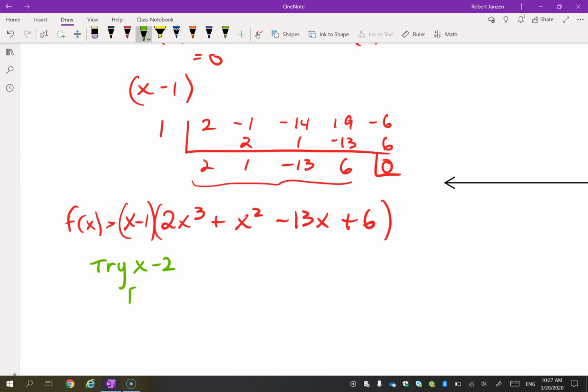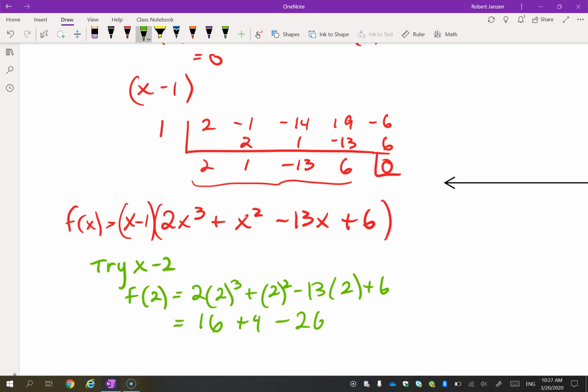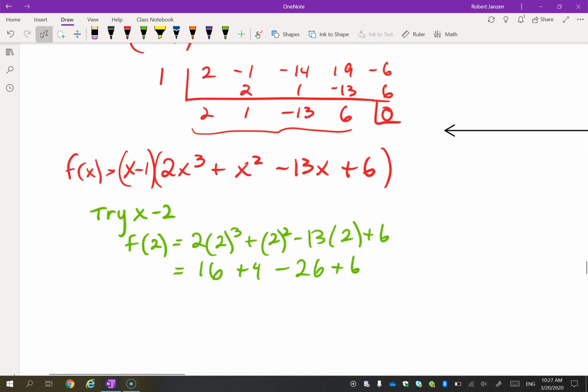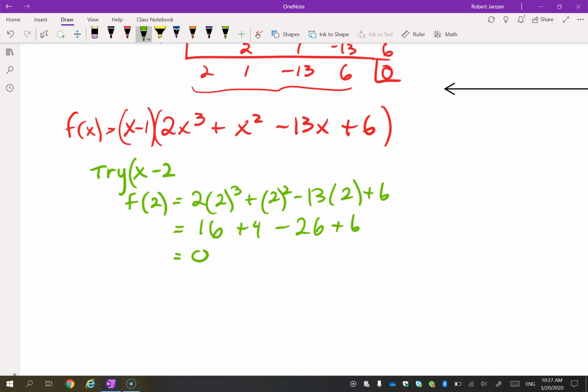So f of 2, and I'm going to go 2 times 2 cubed plus 2 squared minus 13 times 2 plus 6. And this turns out to be 0. So x minus 2 is another factor. Let's divide that into our polynomial.